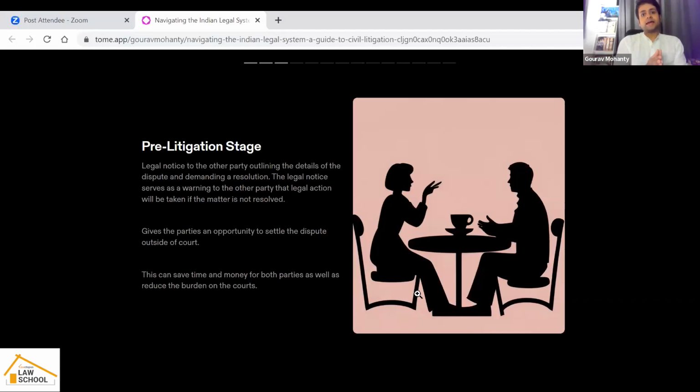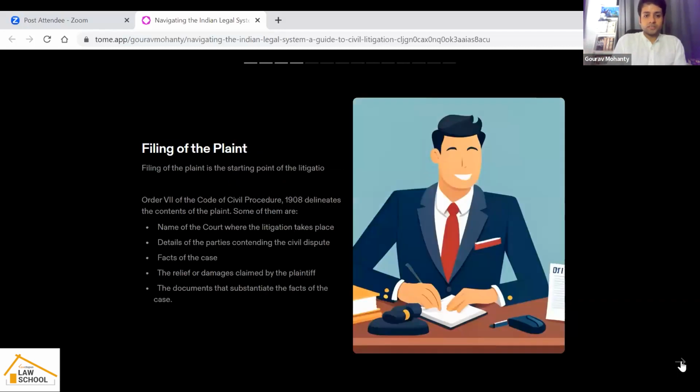Or he can just choose not to respond to the notice. That's perfectly fine. He's not at fault if he decides not to respond. But once the time period lapses, whichever you have given him to return the shield to you, then you're eligible to actually go and file a suit, right? And this is when we come to the starting point of litigation, which is filing of the plaint.